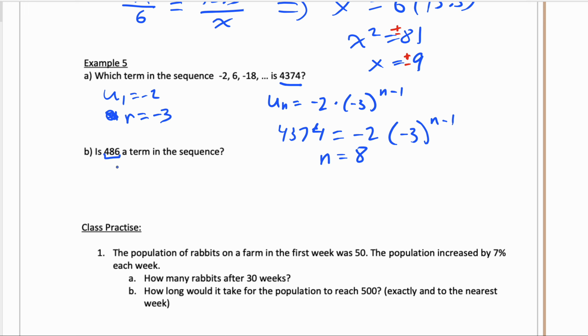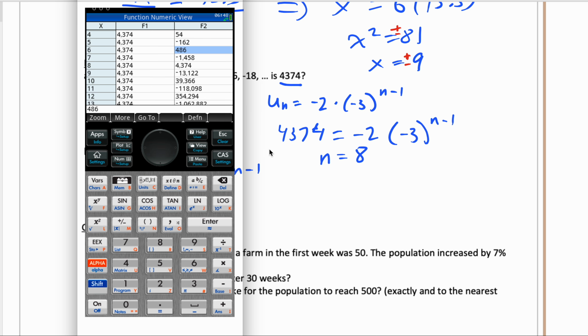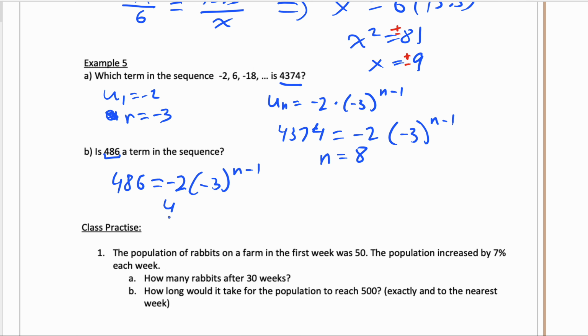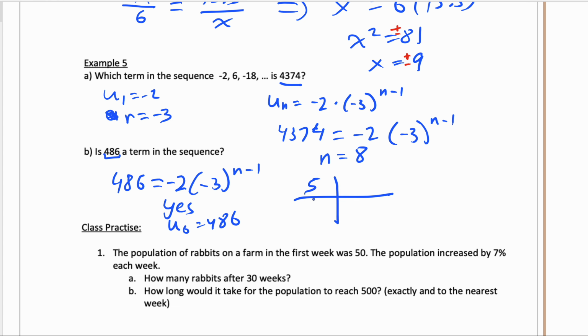Is 486 a term? Well, we can solve 486 equals -2 times -3 to the power of n minus 1 by graphing, or simply look it up in our table. Yes, it is. It's the sixth term. So yes, u6 equals 486. And sometimes you want to show your table as part of the work.